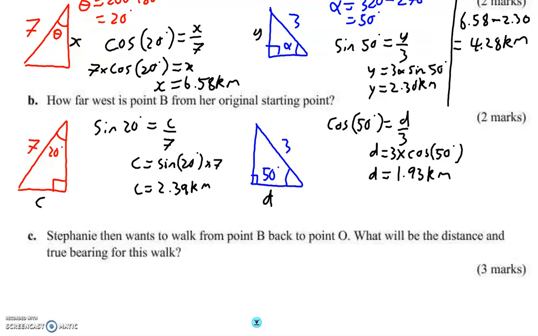Finally, we're going to add our two distances together. So C plus D is 2.39 plus 1.93 equals 4.32 kilometers. Again, worded answer, you would say Stephanie is 4.32 kilometers west of her starting point.